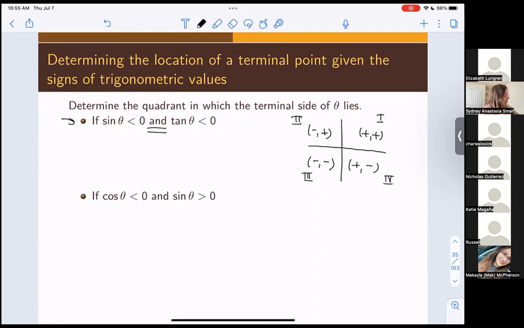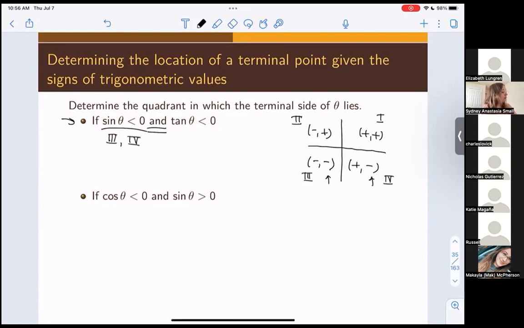So let's focus on this guy first, the sine of theta being less than 0. We know that if the sine of theta is negative, that means the y value is negative because the radius is always positive and sine is y over r. So the sine is entirely dependent on what the y value is. Which quadrants are the y values negative? The third quadrant and the fourth quadrant. So the sine of theta being less than 0 can happen in the third quadrant and the fourth quadrant.